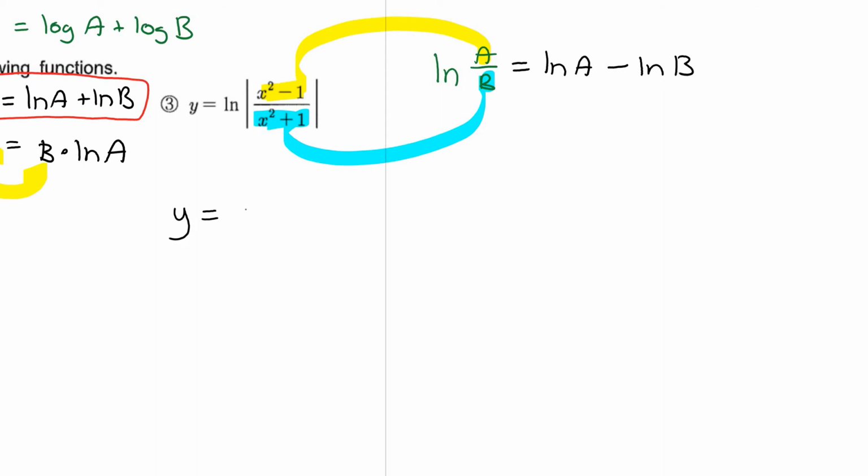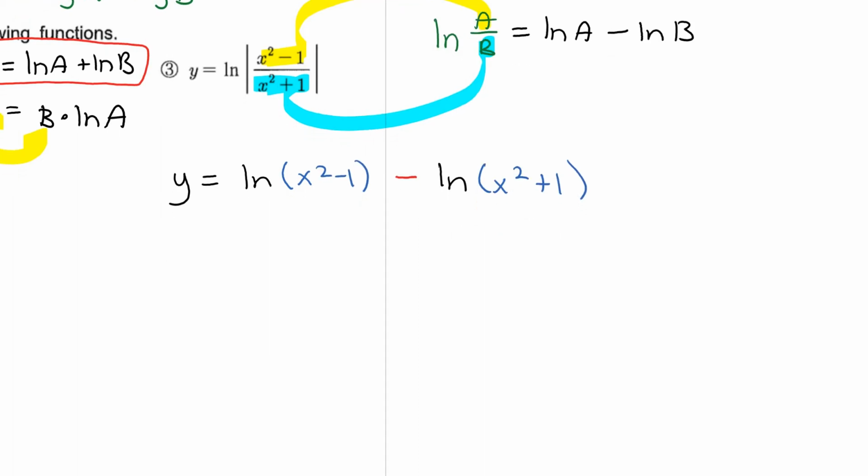So this would be y equals ln of (x squared minus 1) minus ln of (x squared plus 1). Alright, so that's using the logarithmic properties. And once you use the logarithmic properties, you can simplify your original expression, which will allow you to take the derivative a little bit easier.